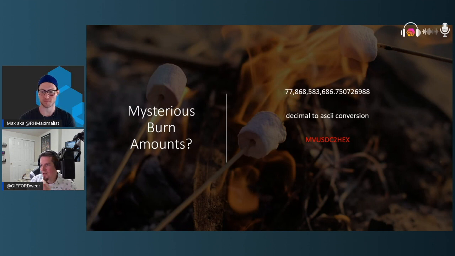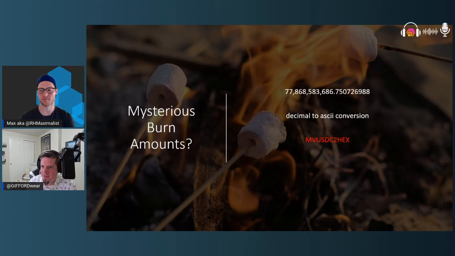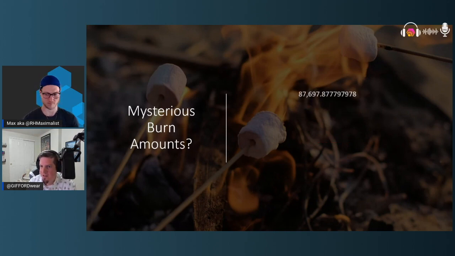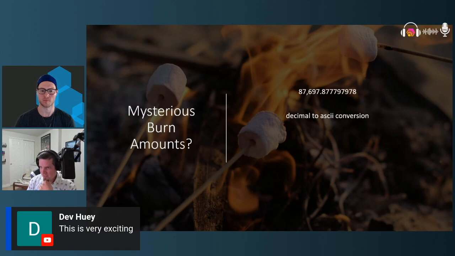All right, so that was the first one. Let's see what else we got here. Here was the other burn. This was the smaller burn that was done the same day as that last burn, right? So again, we'll do the same thing. We'll do a decimal to ASCII conversion. And what do we get?